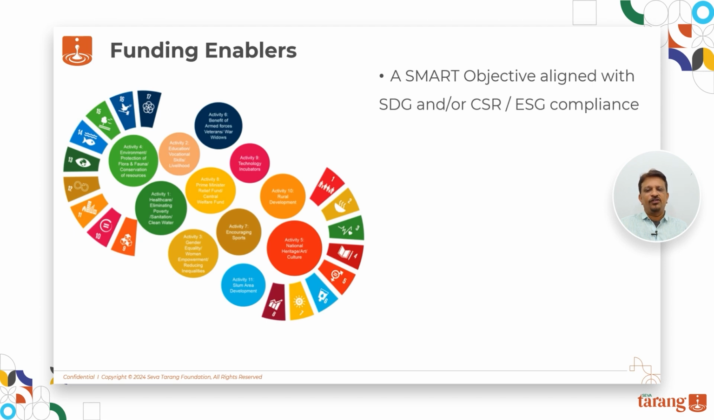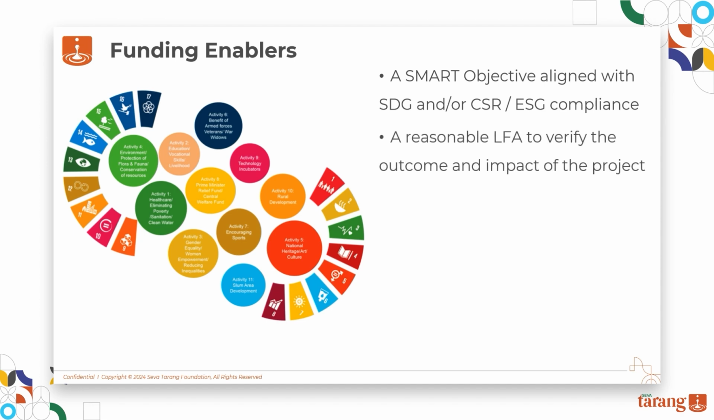A smart objective aligned with SDG or CSR or ESG compliances. Let us understand this a little better. SDGs are the Sustainable Development Goals, CSR is Corporate Social Responsibility, and ESG is Environmental, Social, Governance. All of these compliances are being made mandatory in India also, and all the corporates who are eligible for these compliances will have to show what projects they are undertaking, what programs they are running, and what impact they are creating. So it becomes very important for them to see that your project aligns either with the Sustainable Development Goals or the CSR activities or the ESG compliances, which is mandatory for them.